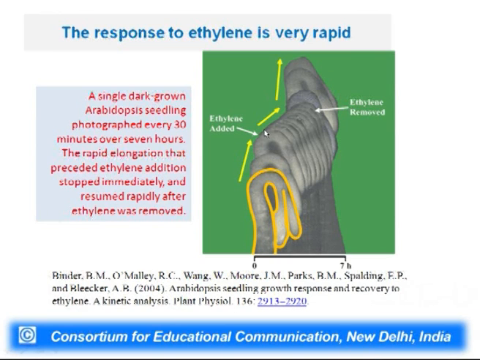This photograph was taken every 30 minutes and then kept next to each other. Now, you see the first 3 pictures were taken without ethylene. Look at the yellow line, the growth rate, and then ethylene was added. When ethylene was added, look, the growth became slow, and then ethylene was removed, and again growth became fast. So, ethylene inhibits hypocotyl elongation. It is very clearly demonstrated in this experiment.